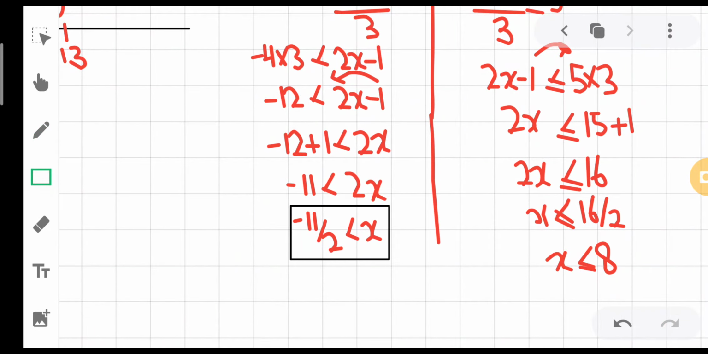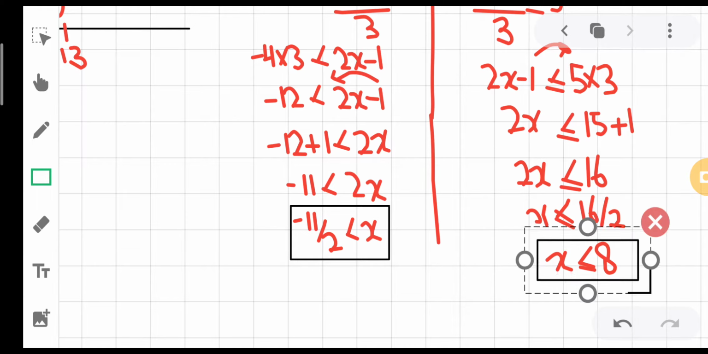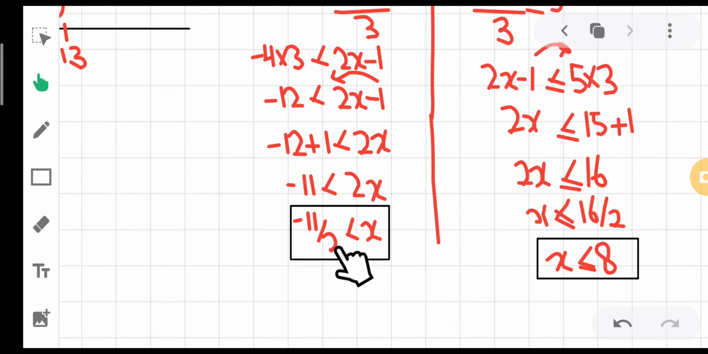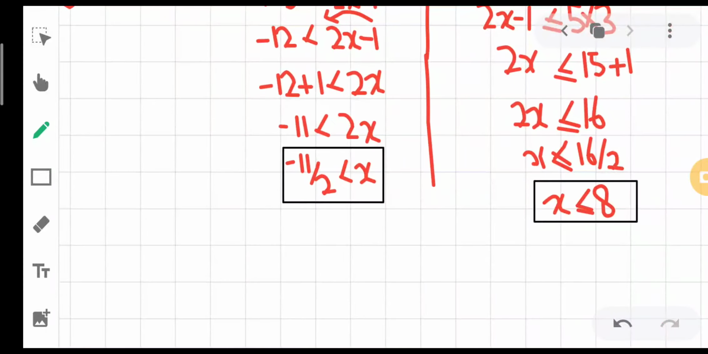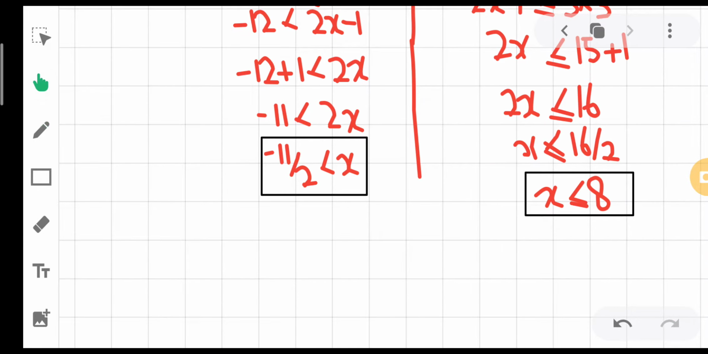So final answer will be the combined inequality. That's the combination of the answer of this one and this one. Again, the same thing: there is no need of writing the following value into decimal. You will just write it as it is. How will you convert into combined inequality? In the following situation, the answer is like the value of x is greater than negative 11 by 2, however lesser than equals to 8. So you are going to write the following thing like this: negative 11 by 2, the value of x is greater than and lesser than equals to 8.